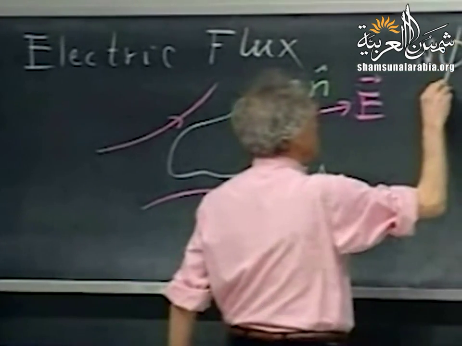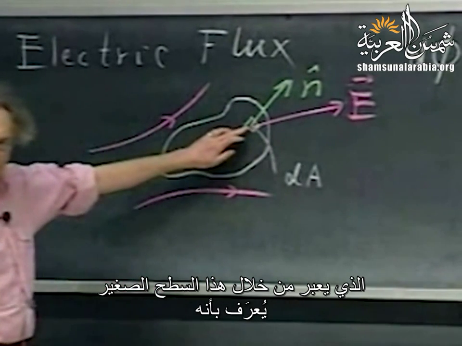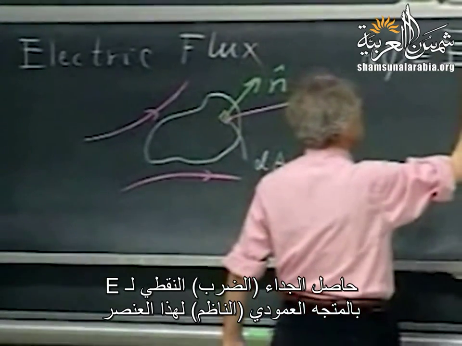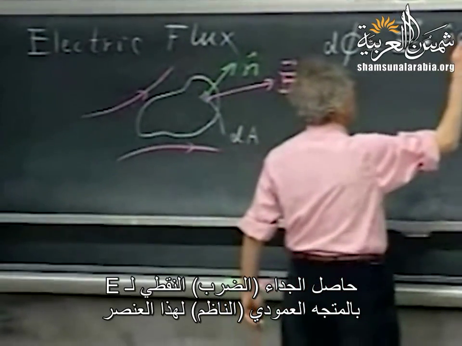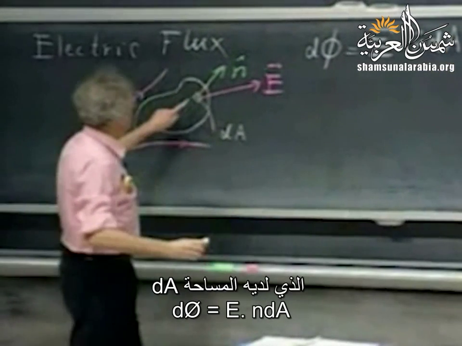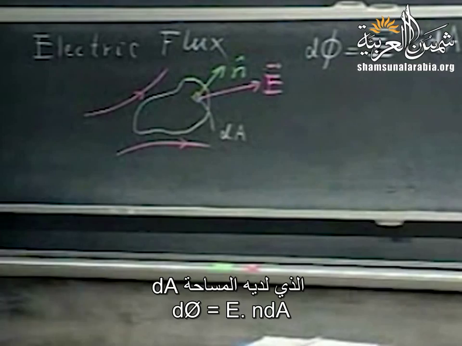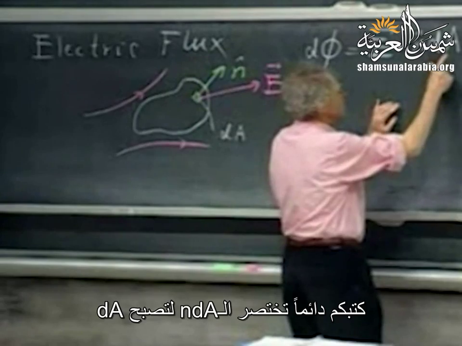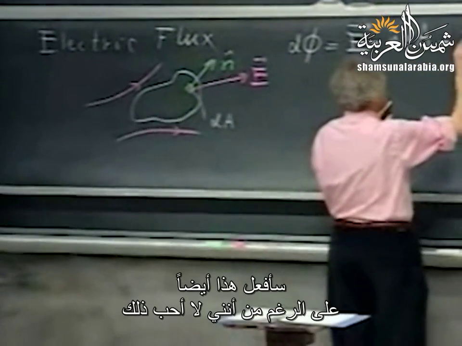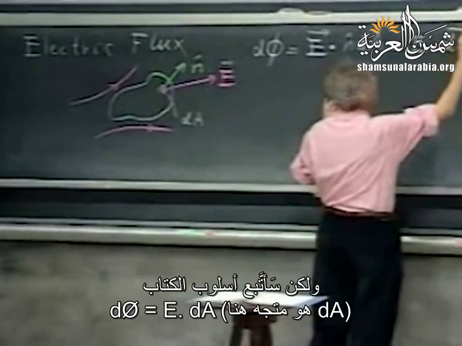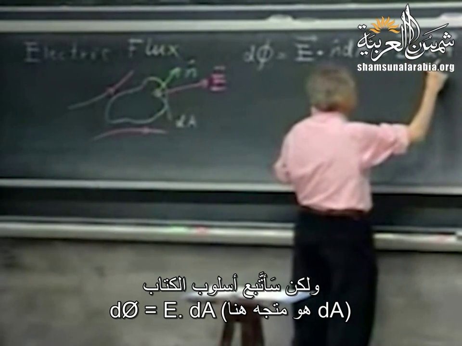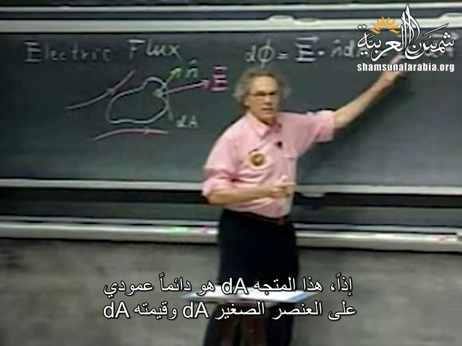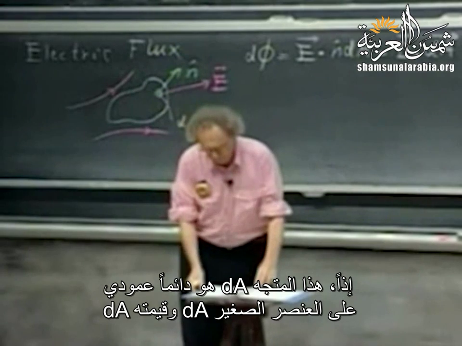The electric flux d phi that goes through this little surface is defined as the dot product of E and the vector perpendicular to this element, which has this as a magnitude dA. Now our book will always write for n dA simply dA. So I will do that also, although I don't like it, but I will follow the notation of the book. So this vector dA is always perpendicular to that little element dA, and it has the magnitude dA.